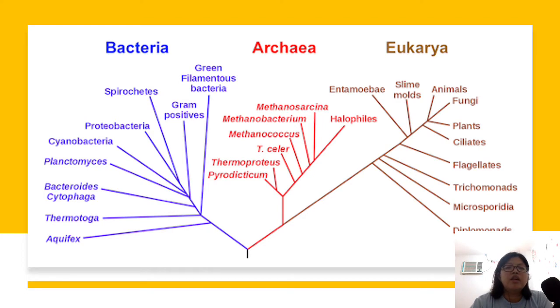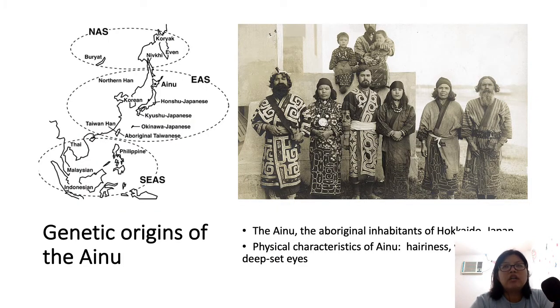Okay? Alright, another example for the recent evolutionary events, we can use it in discriminating groups of people. For example, the origins of the Ainu people in Japan. The Ainu people are actually aboriginal inhabitants of Hokkaido in Japan. So they have very distinct culture and very distinct appearance. They are hairy, they have curly hair, and they have deep set eyes, which is very unique from the usual Japanese people.